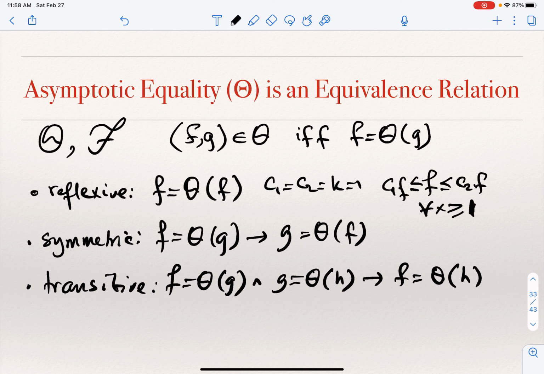And this is very important here because of the symmetry in this case: if f is theta of g, then g is theta of f. So you can actually lump all functions that are theta of one another together and say these are in some sense asymptotically equal or asymptotically equivalent.